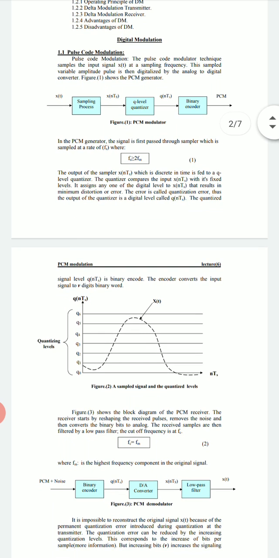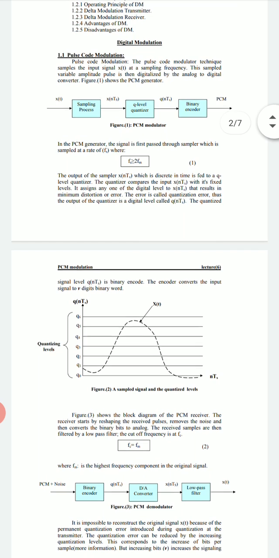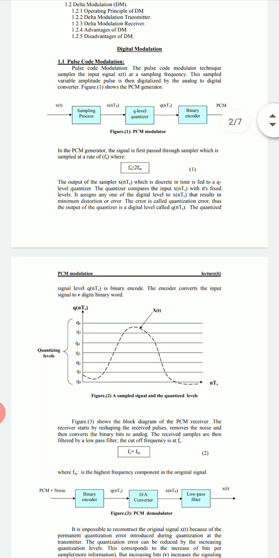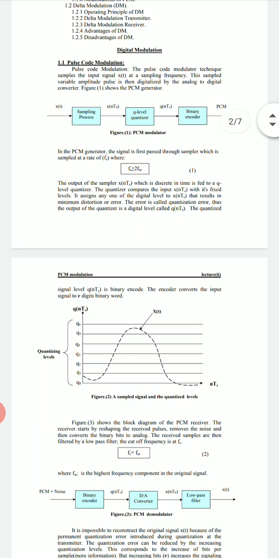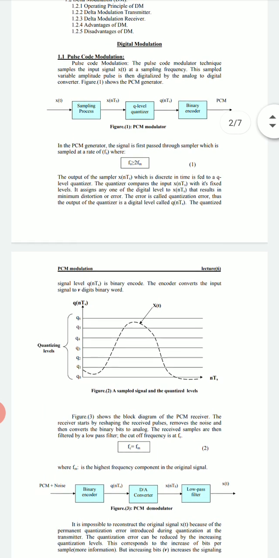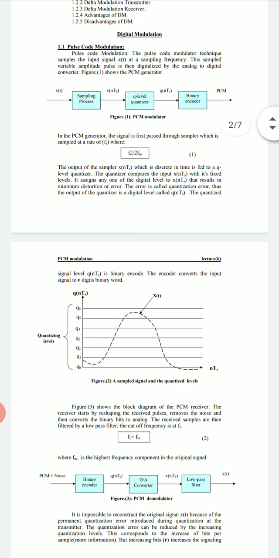It means we require a sampling frequency greater than or equal to twice the maximum frequency. So you can take Fs equal to 2 Fmax, or Fs greater than or equal to 2W. W is the highest frequency content, and Fs is the sampling frequency. So in equation 1 we are talking about the Nyquist theorem, which tells what sampling frequency you will require.